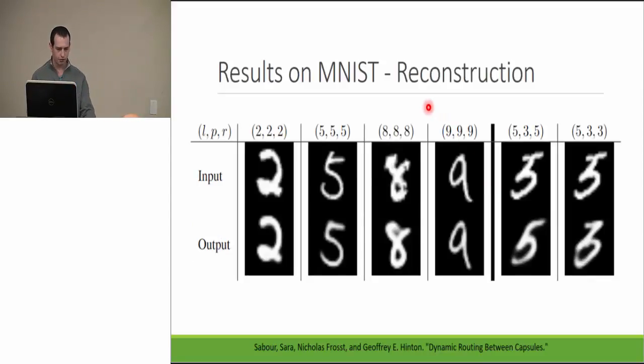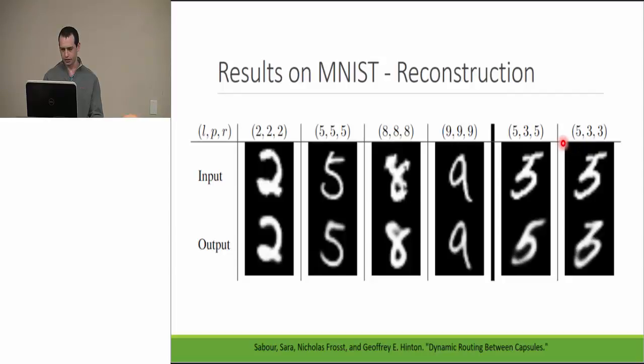So here are some examples of the reconstructions. In this tuple here, we have the label, which is the first number, the prediction of the network, and then R is the reconstruction target. They zeroed out every digit capsule except this one to do the reconstruction. So in these first four, we see that the network was able to correctly label the digit as well as reconstruct it pretty well. All it did was just remove some noise in the original image.